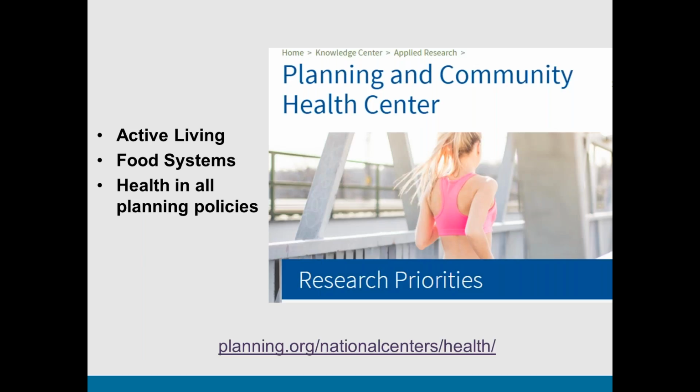The Planning and Community Health Center is one of 3 national centers of planning at APA. We're friends with the Hazards Planning Center and the Green Communities Center. The 3 topic areas that we focus on are active living, encouraging and supporting plans and policies that encourage people to be physically active; food systems, which is everything related to the healthy food system, and Jenny's going to talk a lot about that, and providing access to healthy food options; and then health in all planning policies.